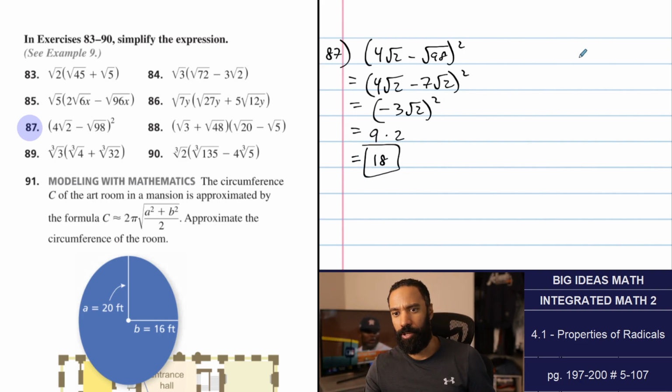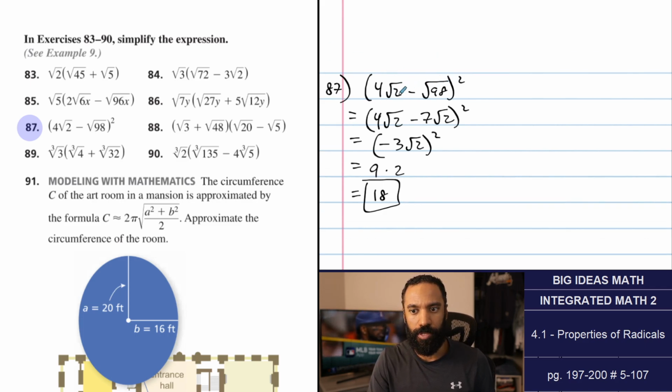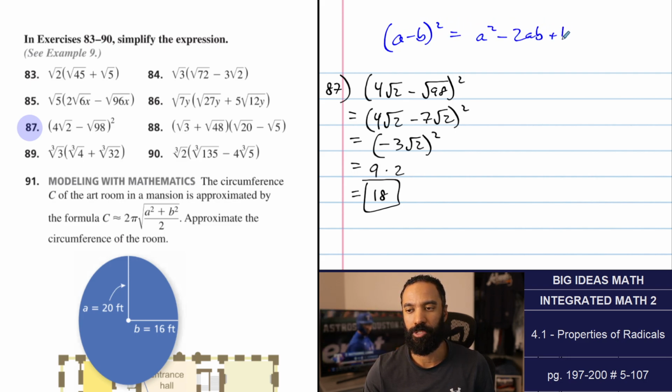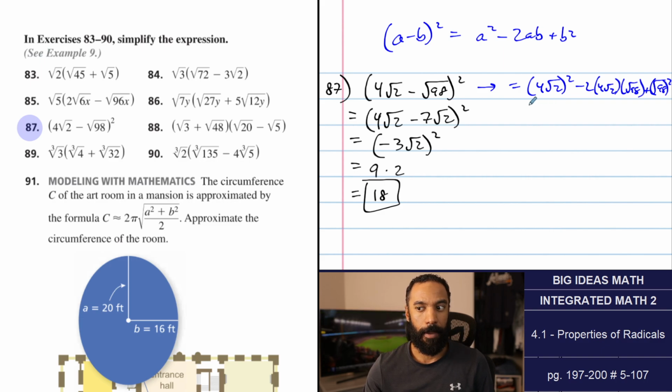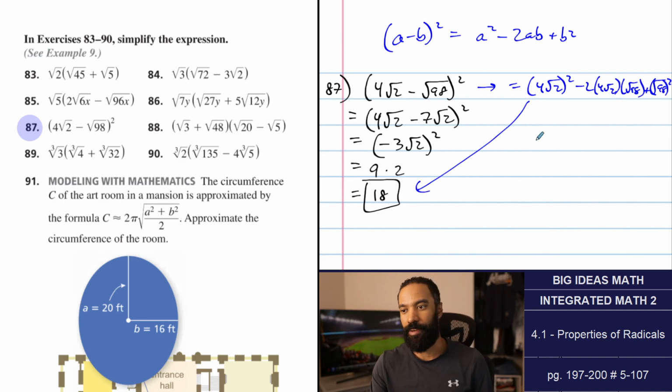I'm not going to do the alternative, but I wanted to warn you that if you do the squaring of this and don't simplify things further, guys, that (a minus b) squared is not a squared minus b squared. It's a squared minus 2ab plus b squared. So if you go further into the 4 root 2 squared minus 2 times 4 root 2 times root 98 plus root 98 squared, if you do all that, that's what you have to do, and you're going to get 18 eventually.